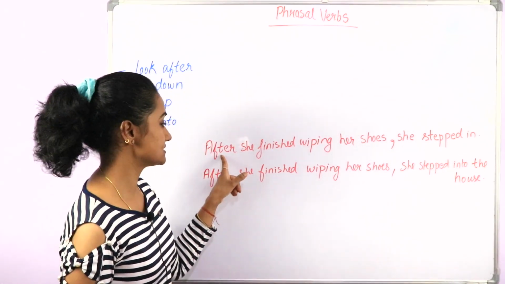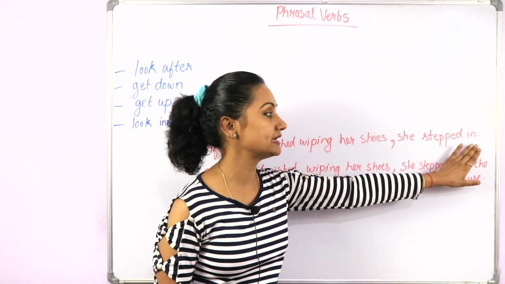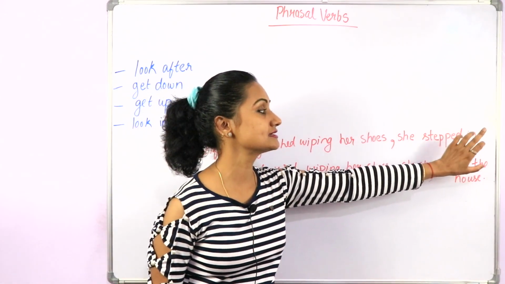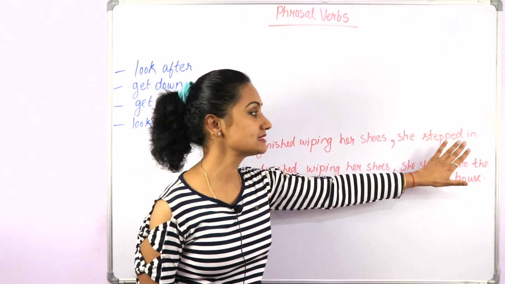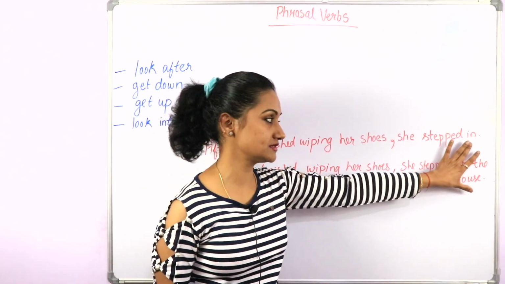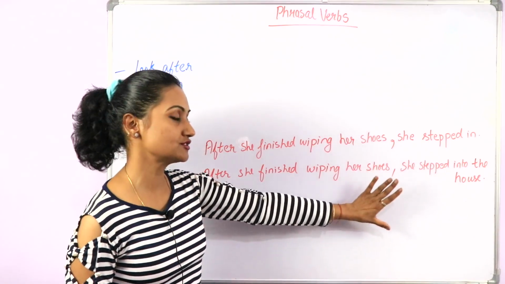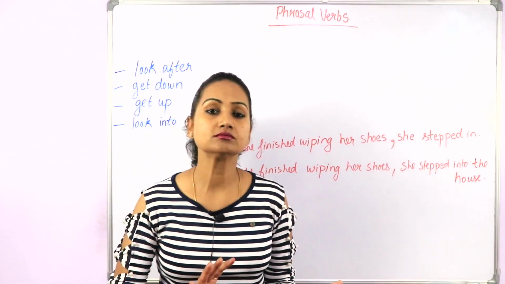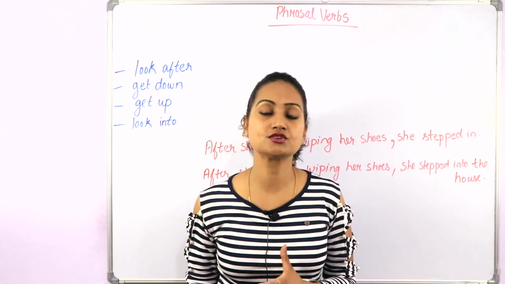But in this sentence, after she finished wiping her shoes, she stepped in. So we do not have an object. Here in is giving information about the verb. It tells how the verb is done. So here it is not called a preposition, it is called an adverb particle. So this is the difference between a preposition and an adverb particle. This much information is enough for you at this stage. We don't need to get into it too much.